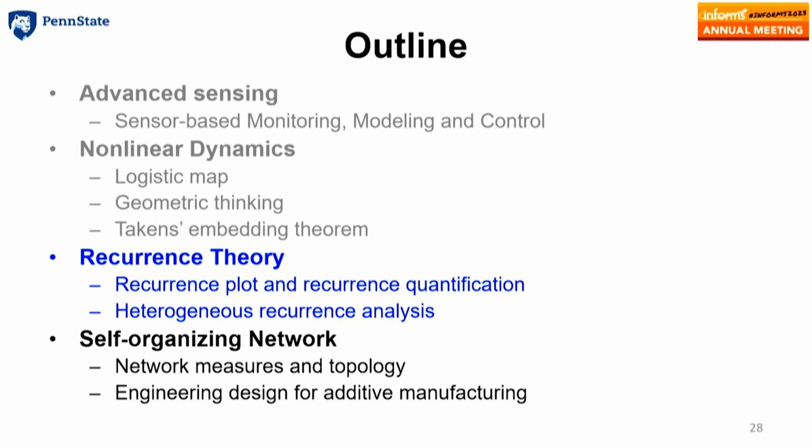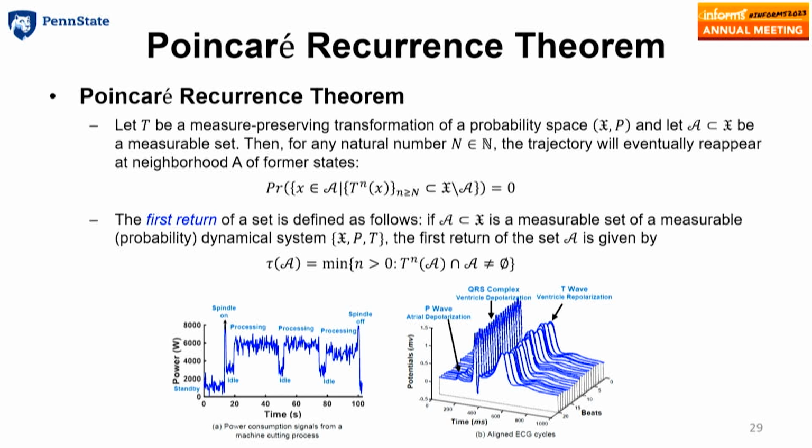So Poincaré has the recurrence theorem, which states that T is a measure-preserving transformation of a probability space. And then for any natural number n, the trajectory will eventually reappear in a neighborhood A of a former state. So that means x belongs to A, and then t steps later it belongs to this space, but it does not belong to A, the probability is zero. That means eventually it will reappear in the neighborhood of A. And there will also be the first return, that is a minimal n, when it comes back to the neighborhood.